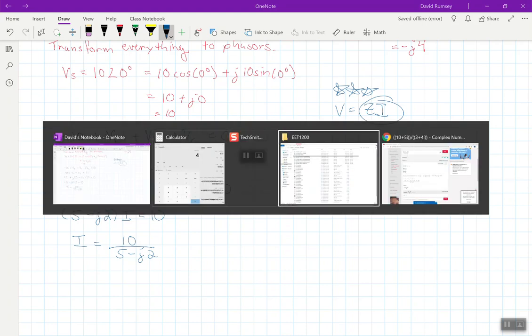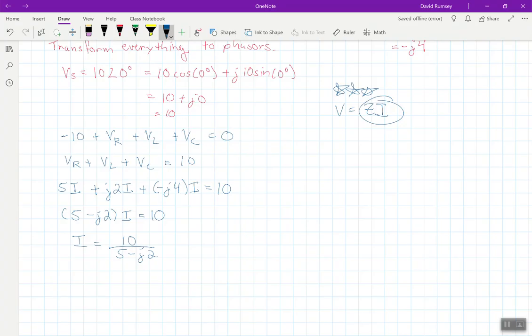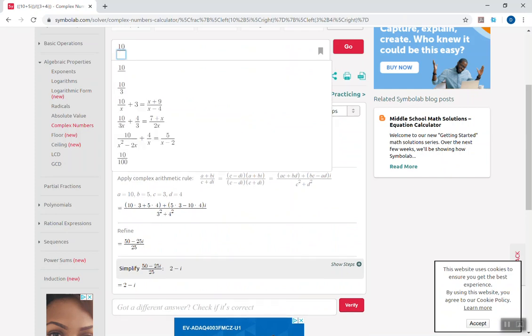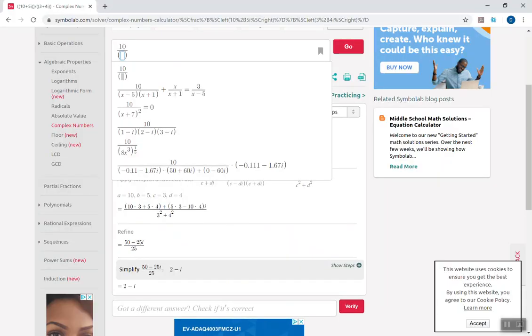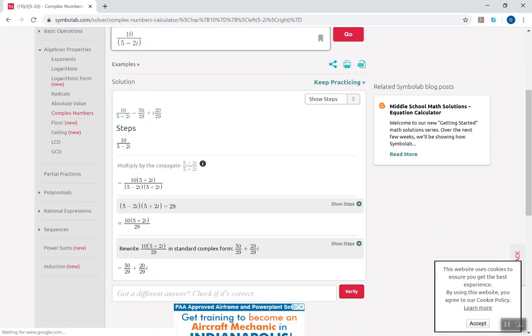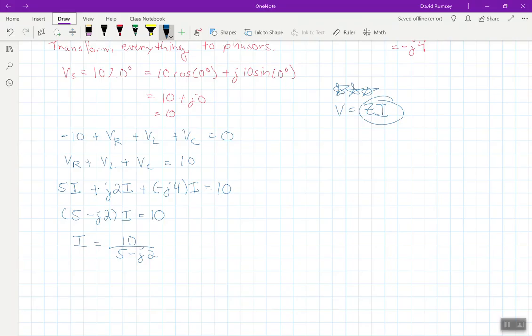And so I'm going to go back to the calculator online, and it's 10 divided by, parenthesis, 5 minus 2, and because I'm putting it in a calculator, I have to actually use the I. And then it spits out an answer for me of, it's doing it as a fraction, 50 over 29 plus 20 over 29 J. And this current would be in amps.